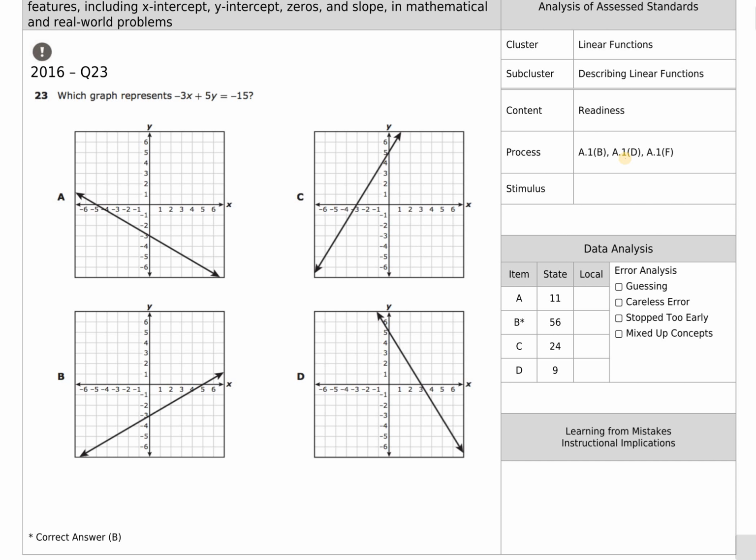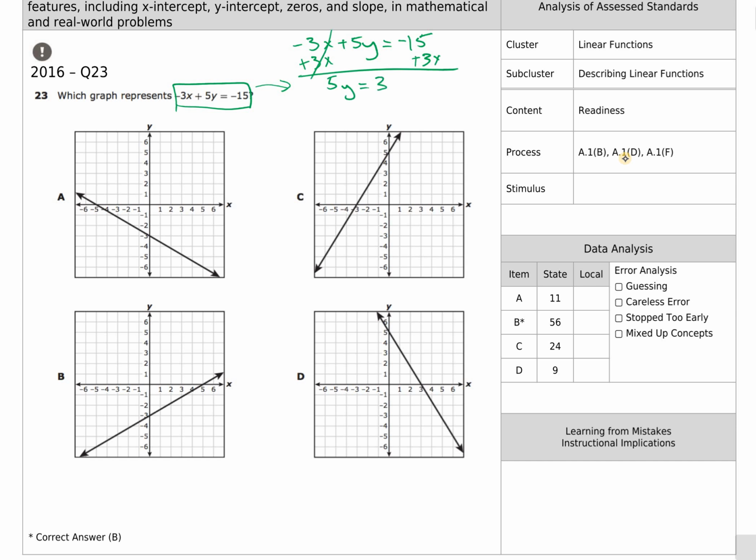All right, number 23. This one, you have to do a little bit of work. It's not one that's just obvious. It's in standard form. We wanted to get it into y equals mx plus b form. So we're going to have to rearrange it. It's -3x plus 5y equals -15. Well, to get rid of this 3x, we got to go plus 3x plus 3x.